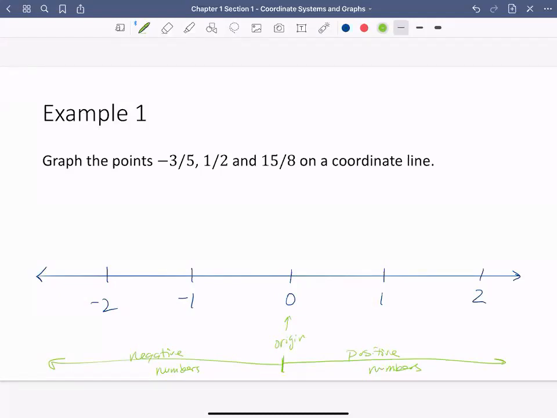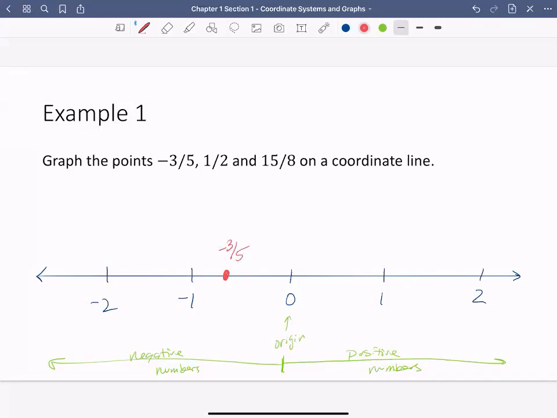So we have negative 3/5, and negative 3/5 is going to be on the left side of the origin, but it's not quite -1. It's bigger than -1, but smaller than 0. So it's in between -1 and 0. So it's somewhere, let's say, right in here. We're going to label it as negative 3/5.